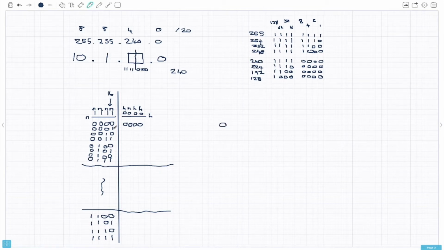Then you have the next available network where the 1 is. Remember, this is in the 16 column, so that's going to be 16. The next one is going to be 32. The next one is going to be 48.